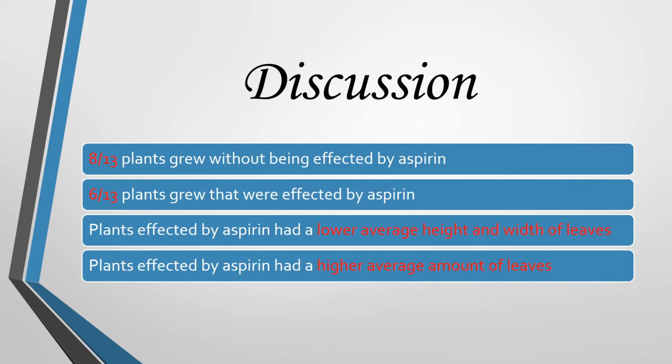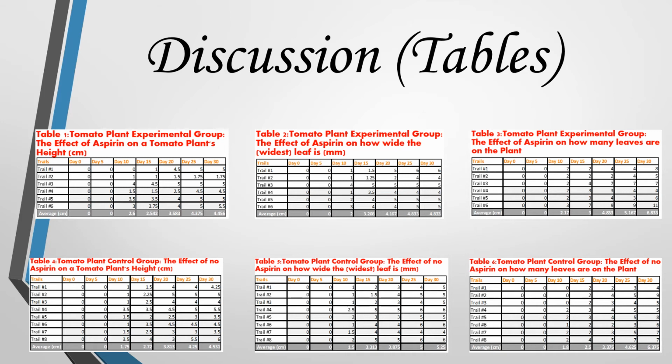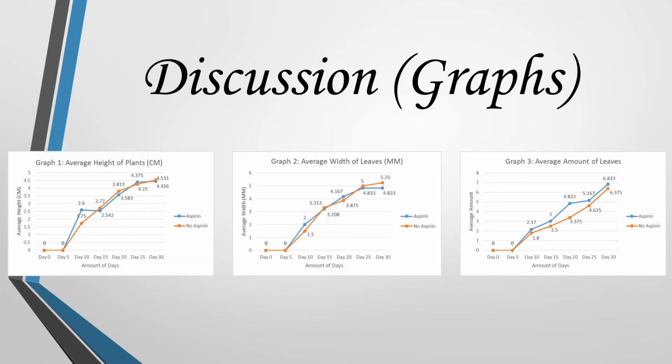During the experiment, 8 out of 13 plants grew that were not being affected by aspirin, while 6 out of the 13 plants grew that were being affected. Plants affected by aspirin had a lower average height and width of leaves, but a higher average amount of leaves. The top 3 tables show the experimental group and the results of each plant, while the bottom 3 tables show the control group and the results of each plant that grew. The 3 graphs are the culmination of the variables that were being tested in the experiment.